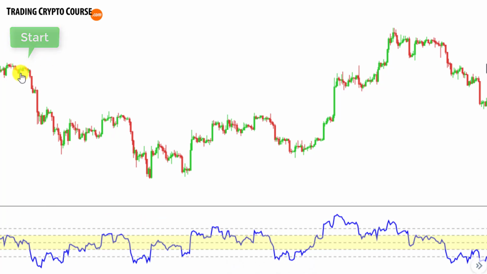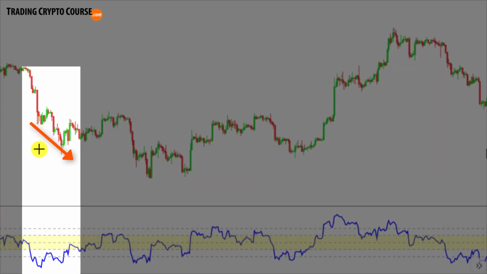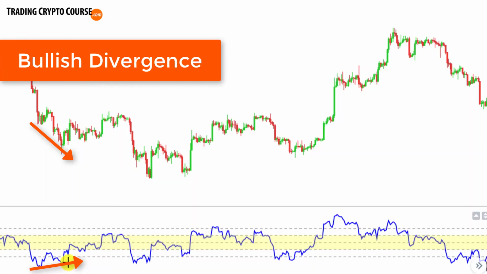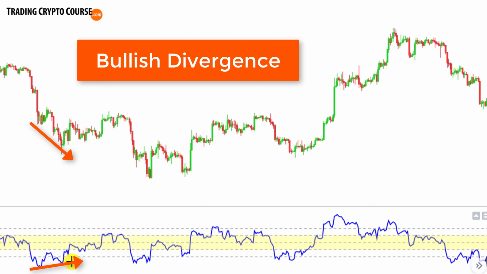As you see, price makes a first lower low and another lower low. And here already we get our first divergence signal. You see, while price is making a lower low, the RSI indicator or momentum is showing us a higher low. This is a bullish divergence, an early signal for a potential reversal.